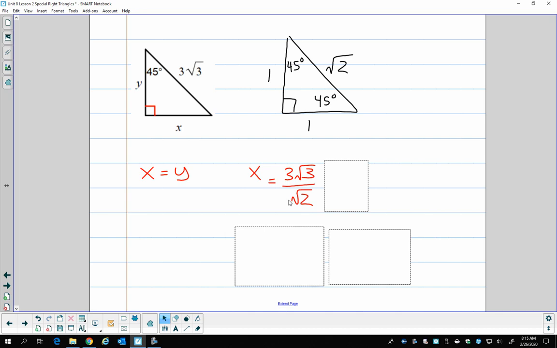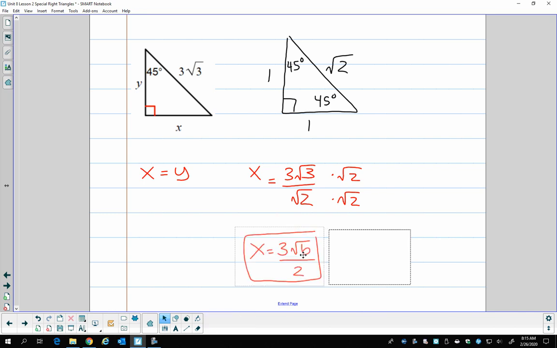But now we have this scenario where we need to rationalize our denominator because it's got a square root. So we'll multiply by root 2 on top and bottom. I'm going to get 3 times root 2, which is 3 root 2 on top. Root 2 times root 2 is just 2. There's my final answer for x. And so it's the same for y because they're both legs.